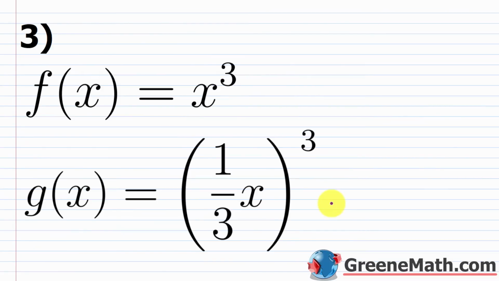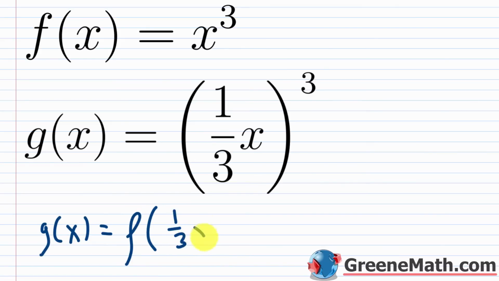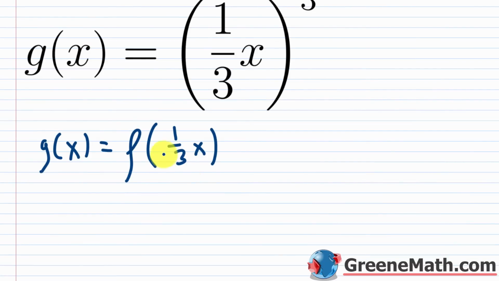All right, for problem 3, we have f of x equals x cubed, and then g of x equals 1/3 x, and this is being cubed. So again, we're just going to go with the way the problem is given to us. So I'm going to say that g of x is equal to, this is on the inside, so I'm going to say it's f of 1/3 x. Again, how do I undo what's being done to x? This is 1/3 on the inside that I need to undo, so I would multiply by 3.